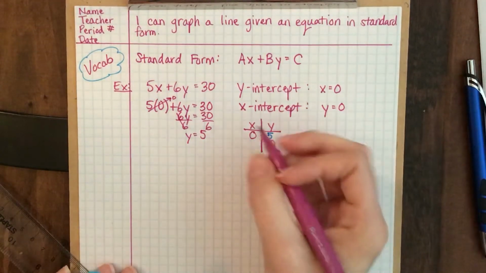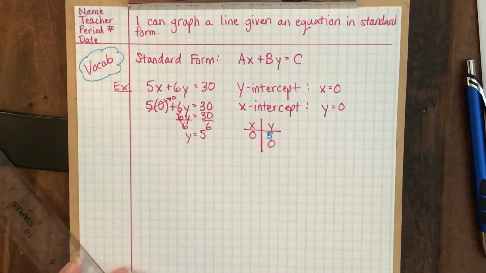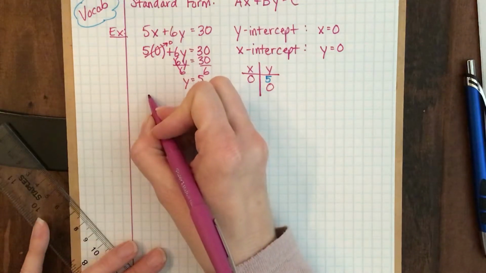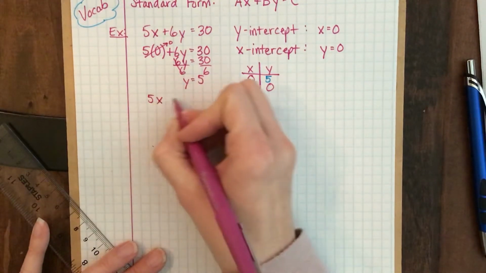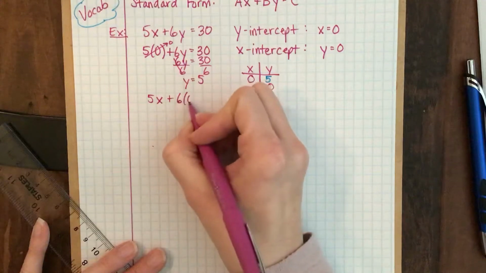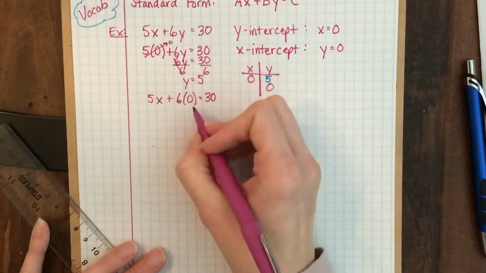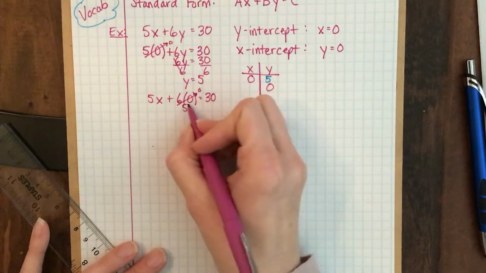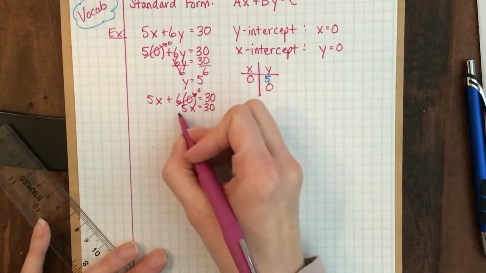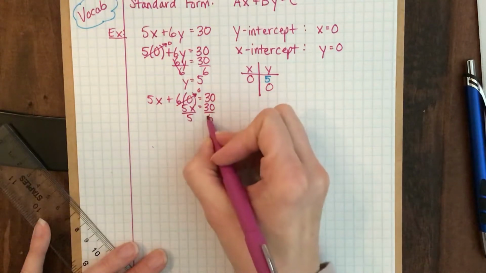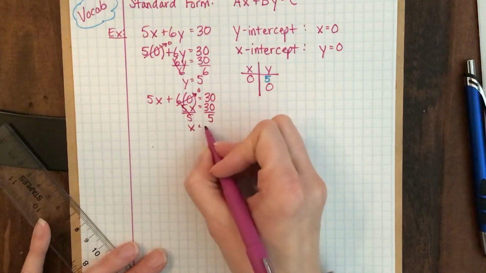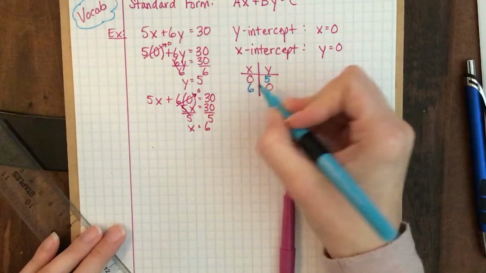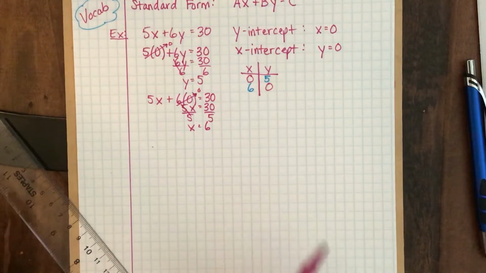Now let's find our x-intercept. So I'm going to write all of this out except I'm going to plug in 0 for y. Okay, this becomes 0, and so then we have 5x is equal to 30. We can divide both sides by 5, and we get that x is equal to 6. So our x-intercept is 6. Now let's take a look at what that looks like on our graph.